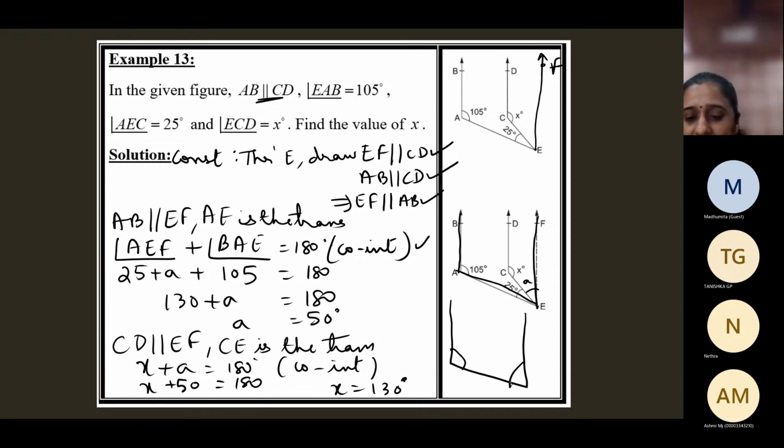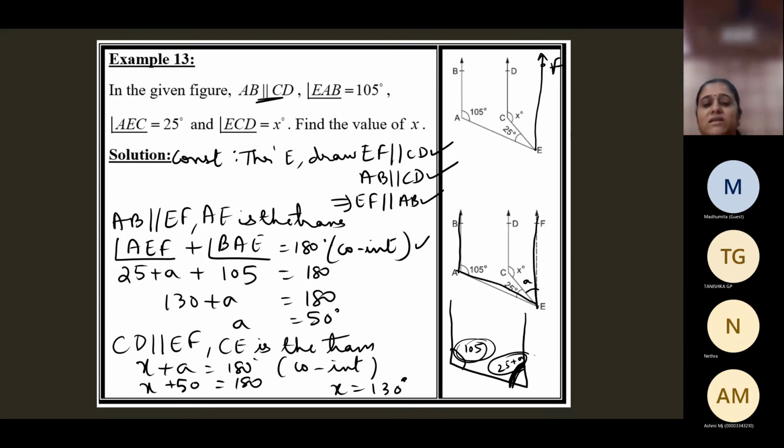Now this angle is made up of 25 and A, so 25 plus A together. This is 105. So how do you write? 25 plus A plus 105 is equal to 180, because 25 plus A is one angle and 105 is the other angle. So when you work this out, you can find the value of A.